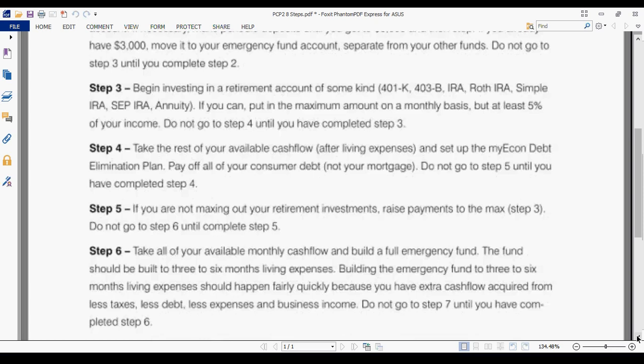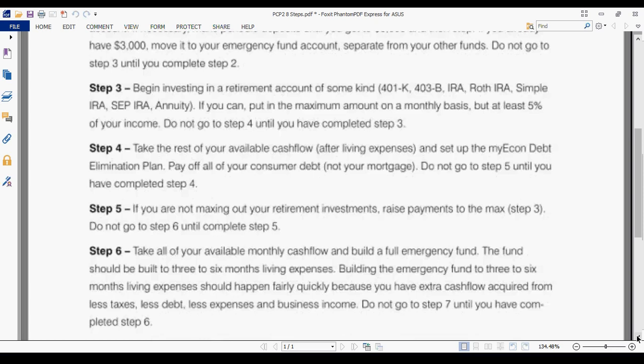This is a clear, concrete game plan to get you where you want to be financially. Yeah, you might backslide here and there, but you got to stick to the plan. This is your plan. If you don't have a plan, how are you going to get to where you're trying to get? You won't. Okay, so you got to stick to this and you got to follow the plan.